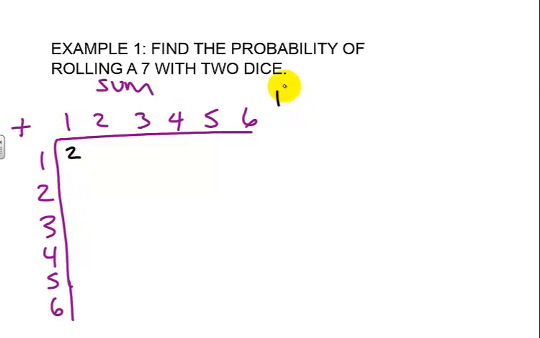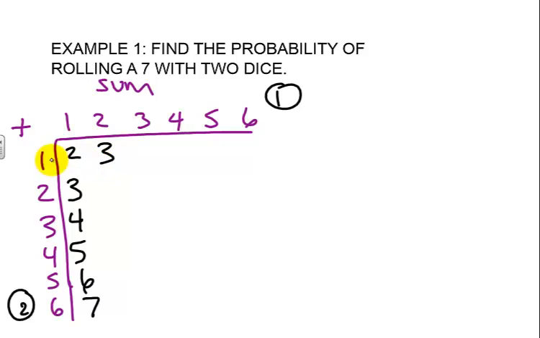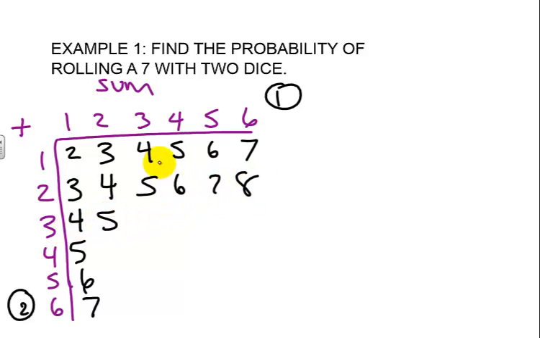This is my first die, and this is my second die. I could have a 1 on my first die and a 2 on my second die. That would add to 3. I could have a 1 on my first die and a 3 on my second die. That adds to 4. You'll see that there's a pattern here. So 1 and 2, 1 and 3, 2 and 2. All I'm doing is finding the sums of the 2 die when they're rolled together.